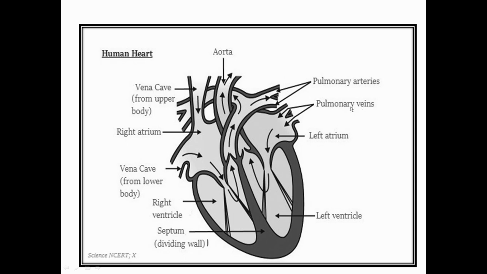You can see that veins carry blood towards the heart, and pulmonary veins carry oxygenated blood towards the heart. This blood first reaches the left atrium and then moves towards the left ventricle. And here you can see the deoxygenated blood which is coming from the vena cava, that is the upper vena cava and lower vena cava, comes into the right atrium, then moves to the right ventricle. And deoxygenated blood goes for oxygenation with the help of pulmonary arteries towards the lungs.